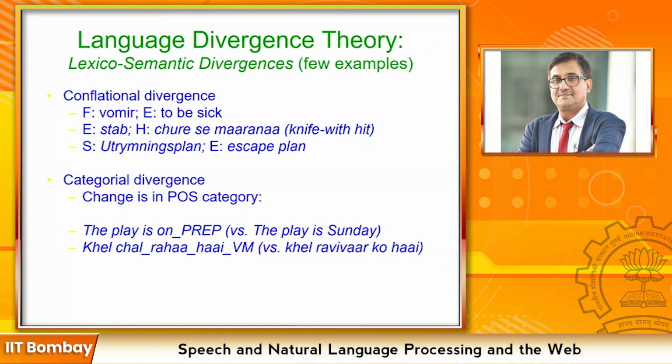Saurav asks, what's the difference between lexicosemantic and structural divergence? Yeah. Lexicosemantic divergence is due to words and phrases. Okay, so due to stab, for example, becoming chure se marna. So these are at the level of word. The structural difference is due to order. Okay, we purchased Videocon machine becoming Videocon machine kharida. So this is called structural difference. So one is the order difference, the other is the word difference.